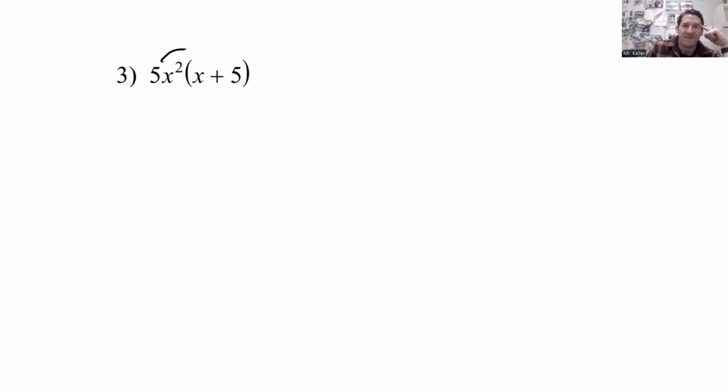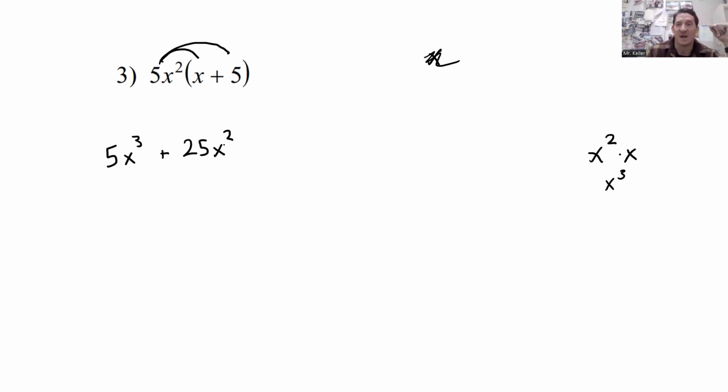So 5x squared times x, no number to multiply the 5 with, so it's just the 5, then x squared times x. I'll do this off to the side just as a reminder. X squared times x, that's x to the third because you're getting three x's multiplied together. So x to the third, and then 5x squared times 5. So 5 times 5 is 25. Don't forget to put the x squared on there.